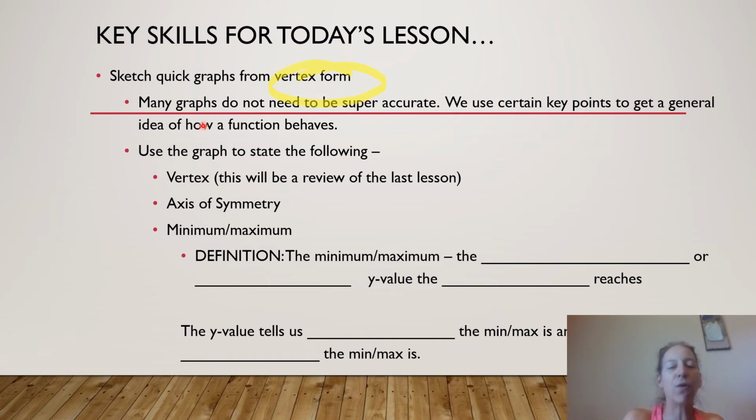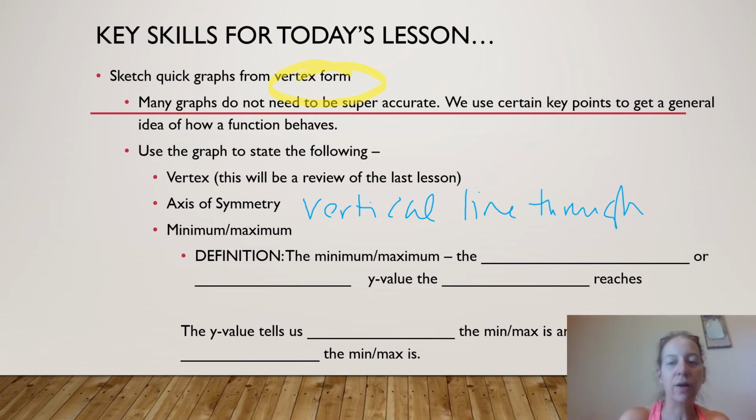Now, once you have the graph, I want you to be able to state the following. The vertex. This is a review of the last lesson. You've already done that, so hopefully that goes really well. If you missed it, or last lesson was confusing, this is a reteach of it. I want you to be able to state the axis of symmetry. And just as a quick review of what that is: the vertical line through the center of the parabola. Okay, vertical line. And it will take the form x equals. We covered that in a previous lesson.